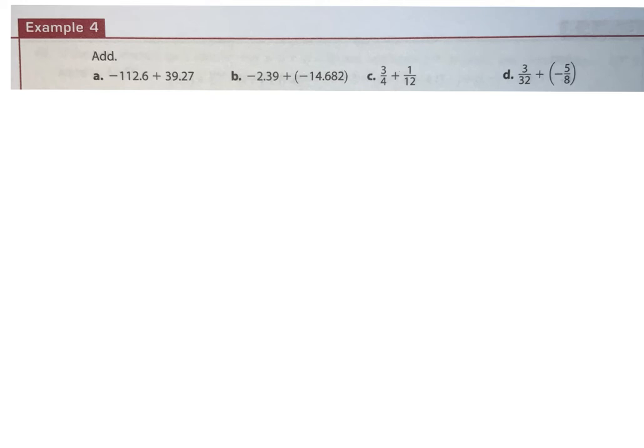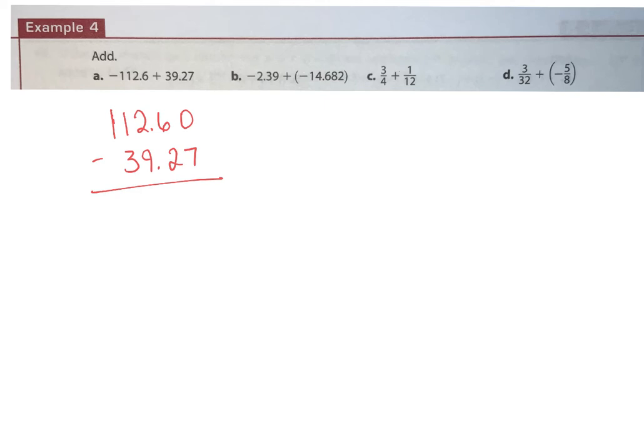So let's look at the first one, A. For this one, do I have the same sign or different signs? Different. My 112 is negative, my 39 is positive. And so you are going to subtract these. 112.6 minus 39.27. All right? Now, I said line up the decimals. My top number is missing one, so I am going to fill in a 0 here. Fill in a 0. And then you're just going to subtract like you would, all right?